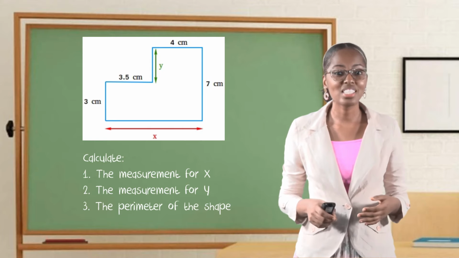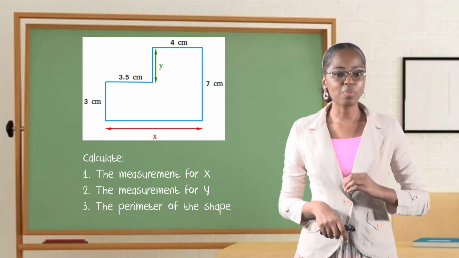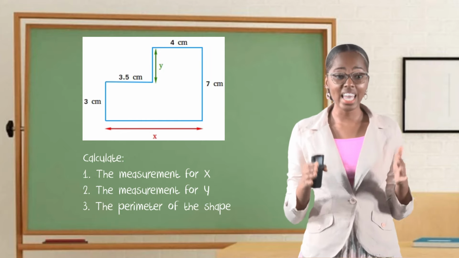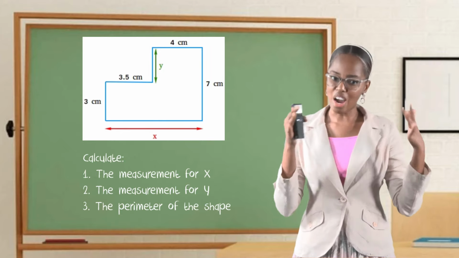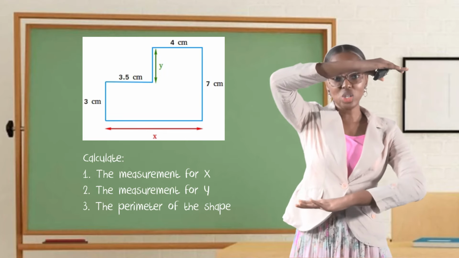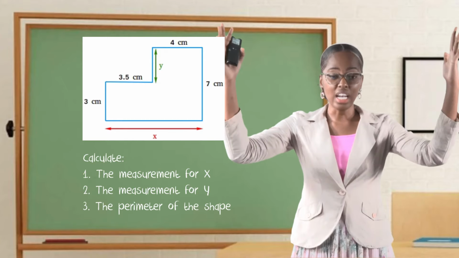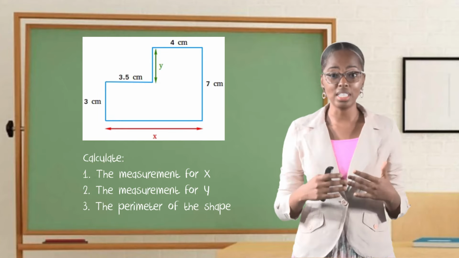Were you able to get this correct? Let's verify. To solve for x, we look at the shape. And again, this shape resembles a rectangle, meaning that the two lines at the top should be equal to the same measurement, and while the lines at the two sides should be equal to the same as well.